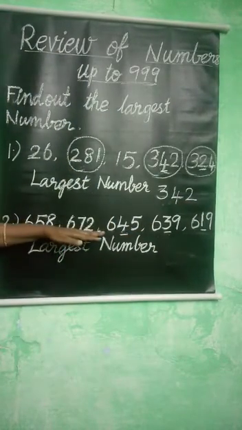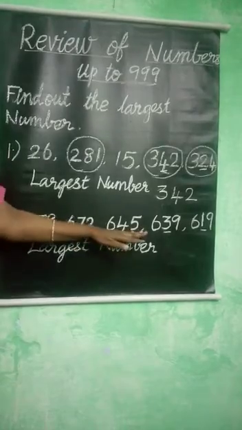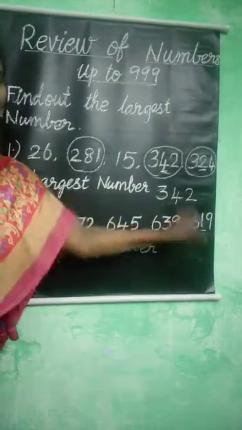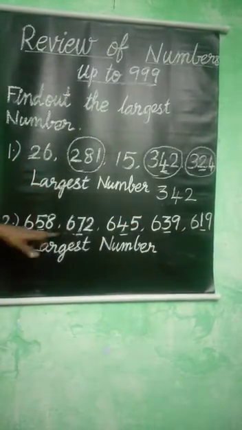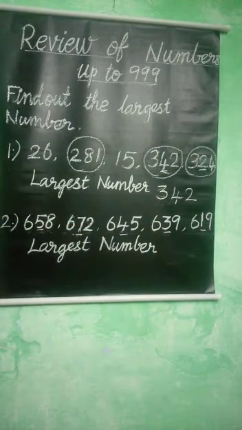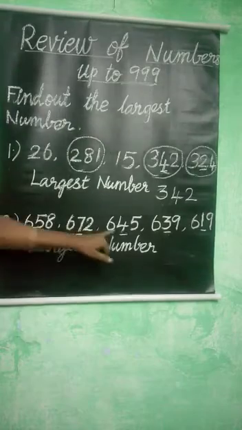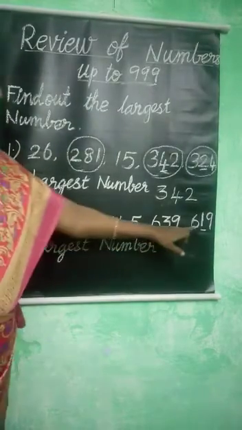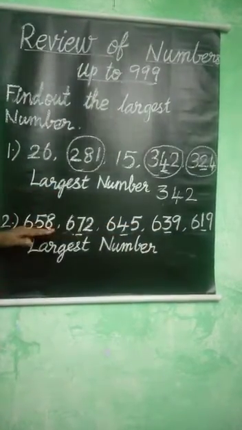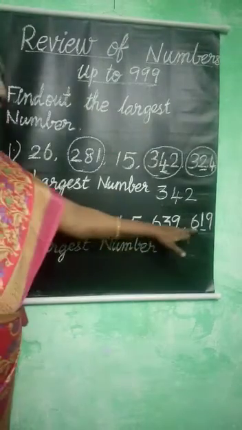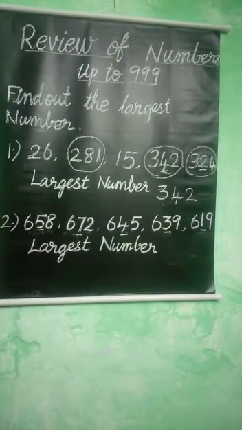658, 672, 645, 639, 619. Here also 5 numbers are there. To find out the largest number, first we have to check the number of digits. Look at all the numbers. In all the numbers, only 3 digits are present. So the number of digits are equal in all the numbers.